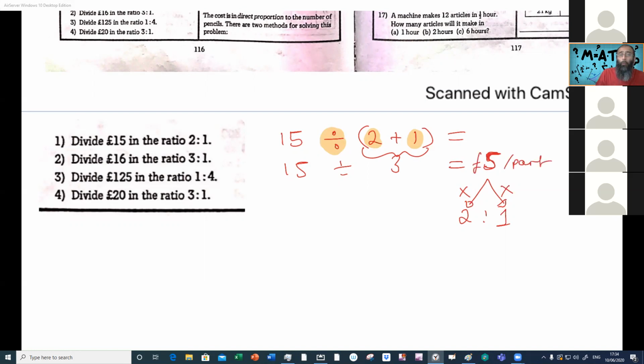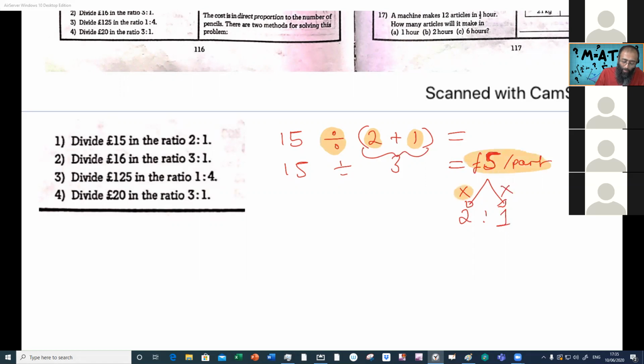Gia, you know how you got 3? Is it because 2 plus 1? Absolutely, we're adding the ratio. So we're dividing by the total of the ratio. It says divide 15 in the ratio. So we're doing 15 divide, and the ratio is 2 to 1, we add them together. 2 add 1 is 3. 15 divided by 3 is 5. So once we finish the dividing and adding, we get the answer 5 parts here.